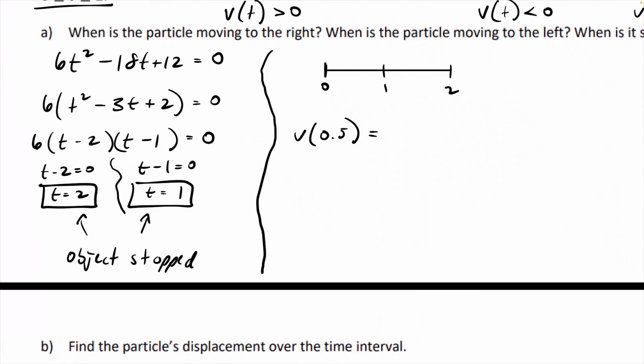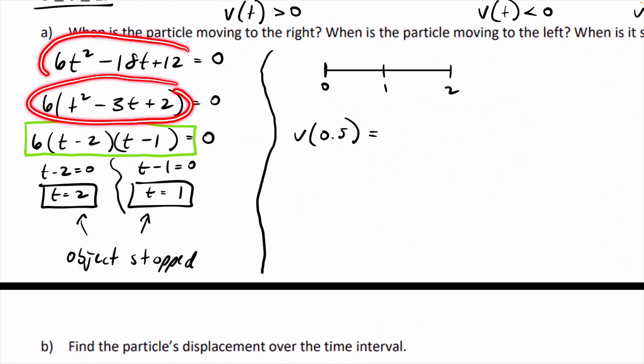Now, all I care about is if it's positive or negative, right? I'm not going to use the original. I'm going to use this one here. It's the same as this one, and it's the same. They're all equivalent. The reason I'm using the green one is because it's easiest.